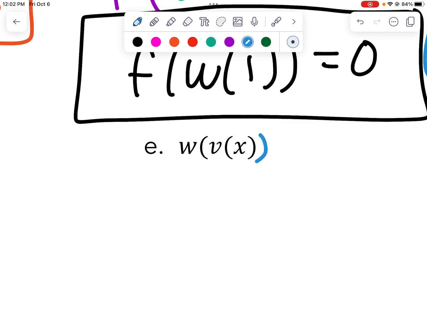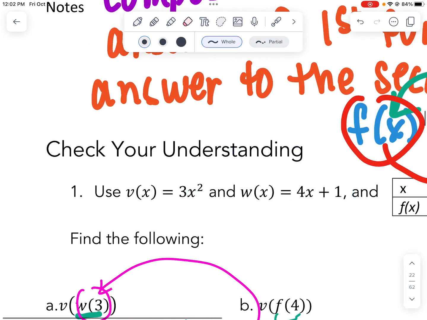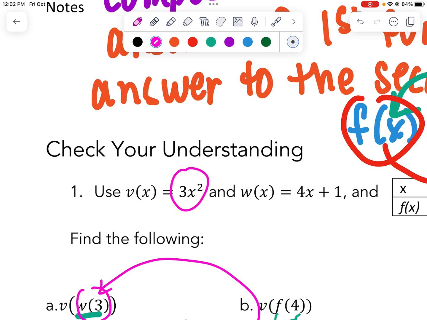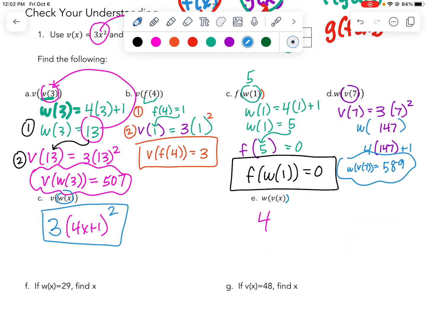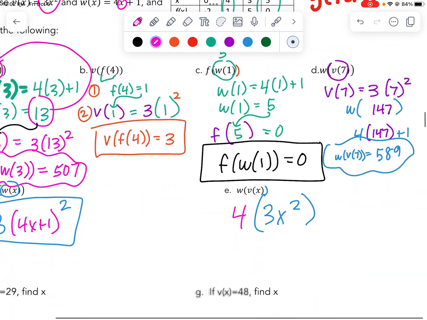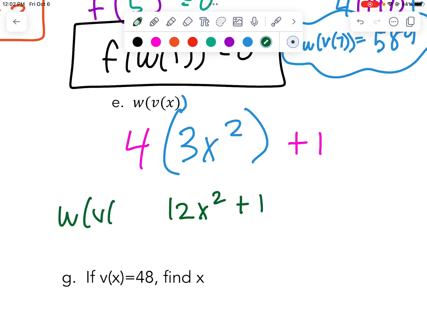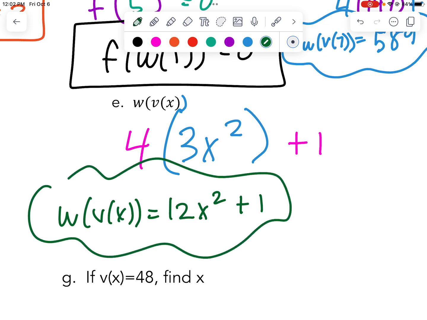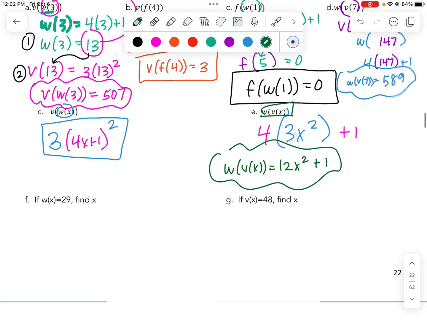Okay, let's try the other way. Let's do w of v of x. So this time we start with v of x, the inside function. Let's erase this. And we're going to plug this into the x right here for the w function. So it'll be 4, and we're going to plug in 3x squared, and then the rest of the function is plus 1. In this one we can simplify further, so this will be 12x squared plus 1. So when you plug a function into a function, you will get an equation answer. When you plug a number into a function, you'll get a number answer.